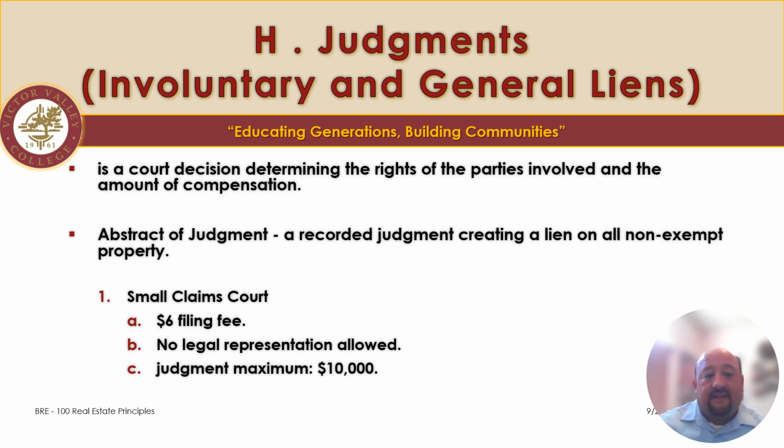Okay, judgments. An abstracted judgment creates a lien on all non-exempt property. The small claims court has a $6 filing fee, no legal representation allowed, and a maximum judgment of $10,000. So when you receive a judgment against a person, then that general lien is filed against all property that that person might own.